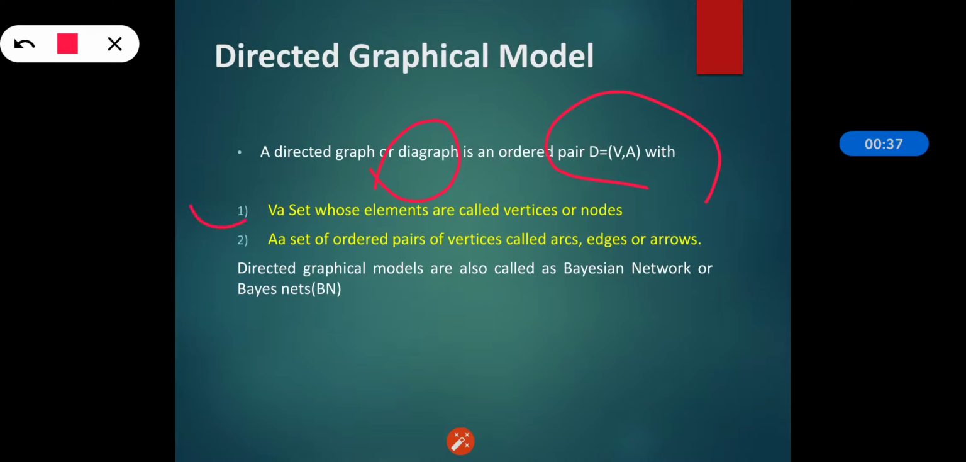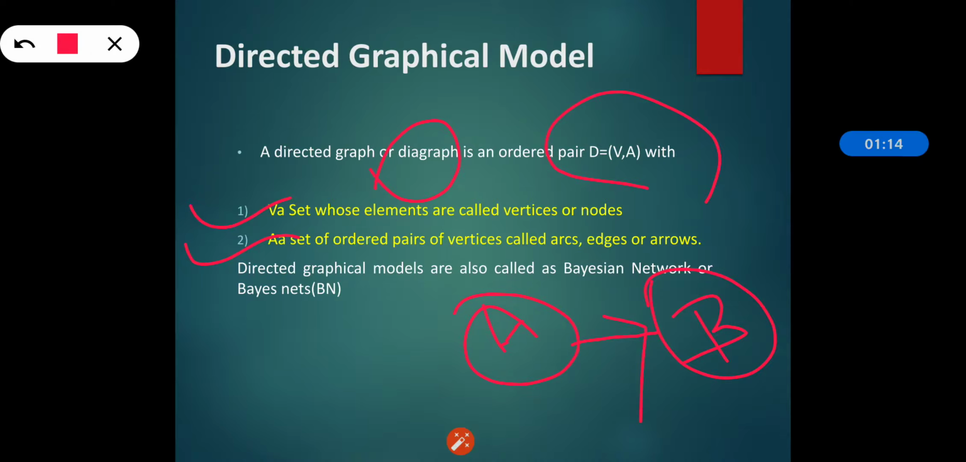V is the set whose elements are called vertices or nodes, and A is the set of ordered pairs of vertices which are called arcs, edges or arrows. So consider the edge AB. This is a particular node A, and this is a particular node B, and the edge is connecting from A to B and it has a particular direction. So we say that the edge is from A towards B.